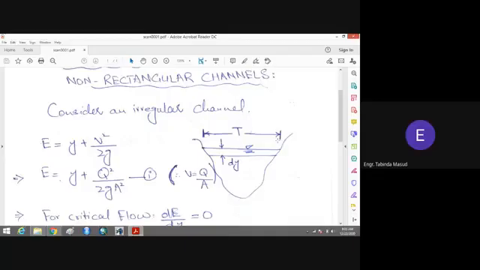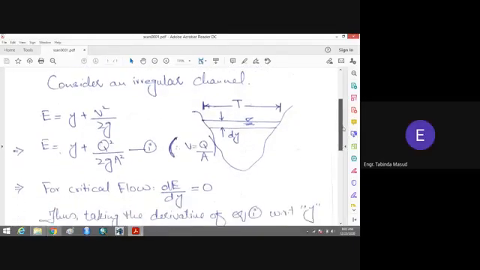For the analysis of the flow in this channel, I have taken a horizontal differential strip. You can see this is the horizontal differential strip and the depth of this strip is dy. So what will be the area of this strip? Its area will be its width into depth, that is T into dy. This will be the area of the strip which we will use in this equation for the analysis of this irregular channel.